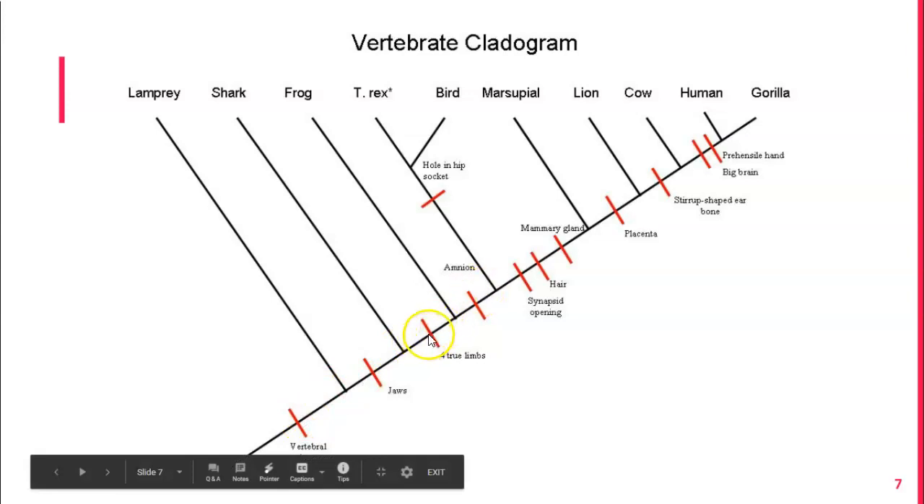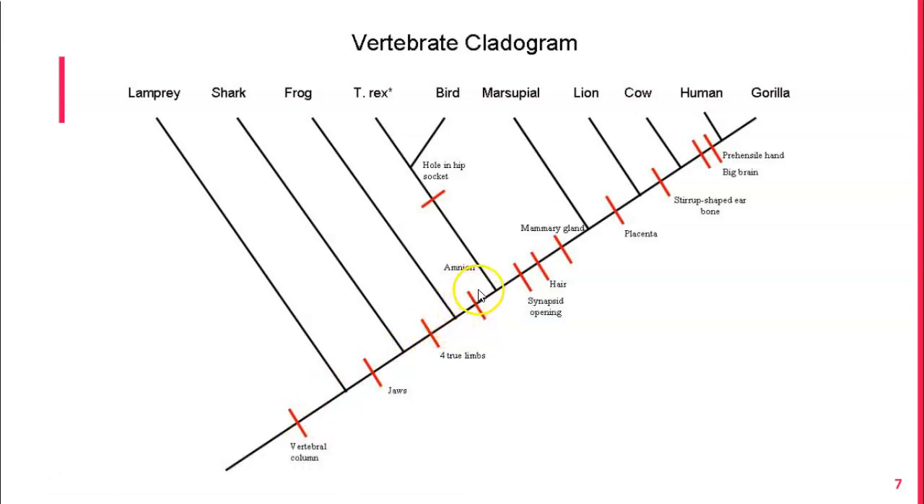Everything to the right does have it. And you can keep going. And then as you go up, you'll notice that this is specific to only these two. So a hole in the hip socket means that it's really only specific to birds and T-Rex, or a dinosaur, because it's up here. So it does not affect anything on this main line. It only affects this mini clade. And then you can keep going until you get all the way to the top.